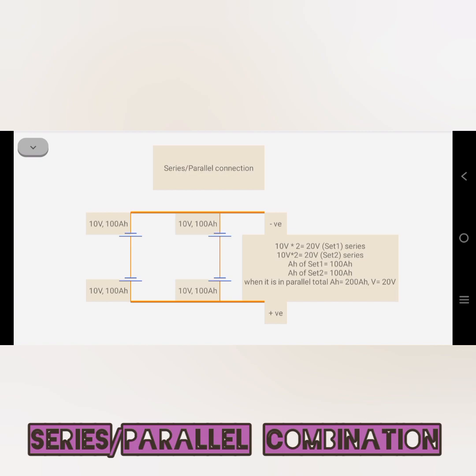200 Ah, and the total voltage will be 20 volt as output for your load, and Ah, which means your battery capacity, will be 200 Ah in a series parallel combination. So this is the calculation of your series parallel combination.